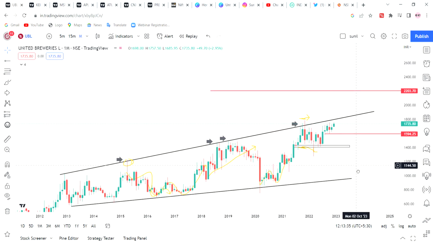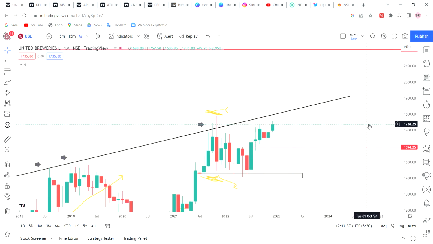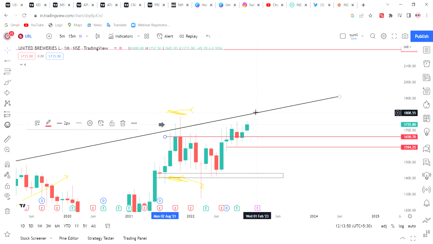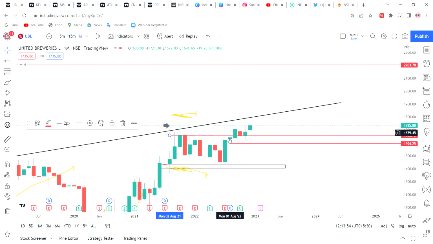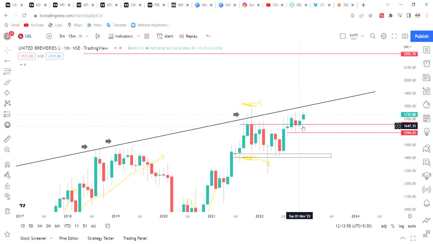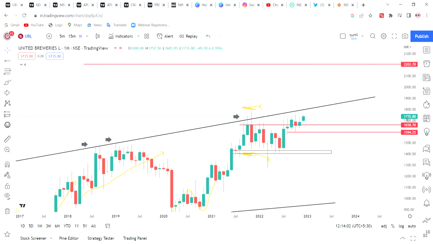And whenever the price was trading above this level, see, for the past one year the price has not given a closing above this level. See how the buyers were strong, how the buyers were dominating above these levels. The buyers were trying to pull this price to the upside, right? So this is a very important support zone, 1594 to 1658.